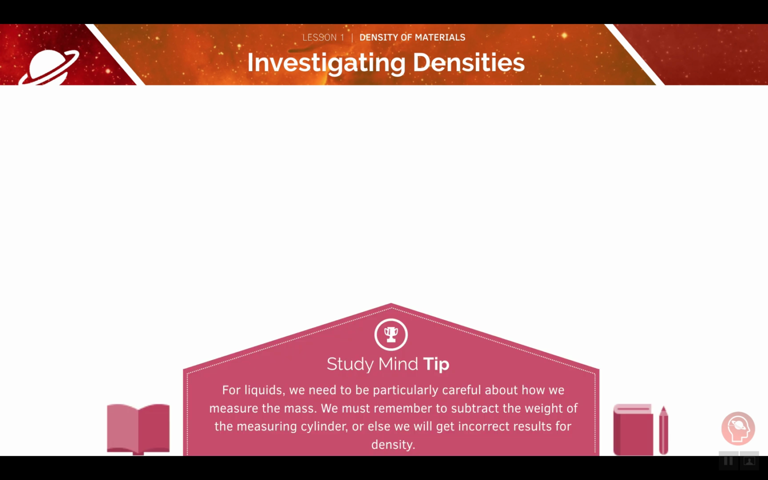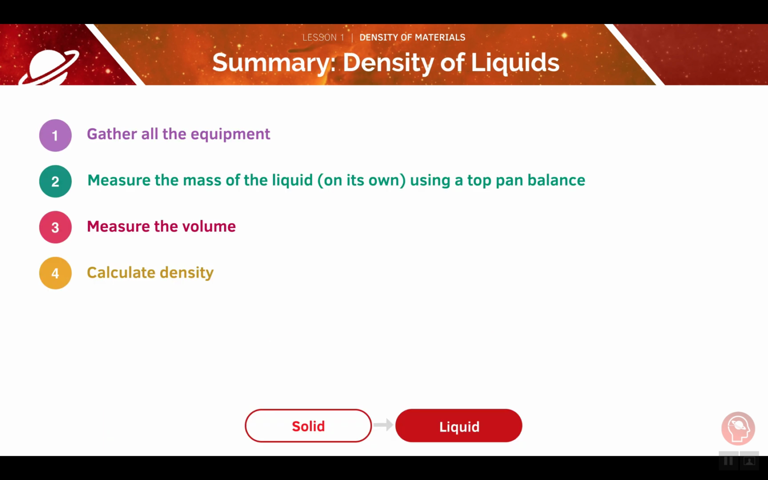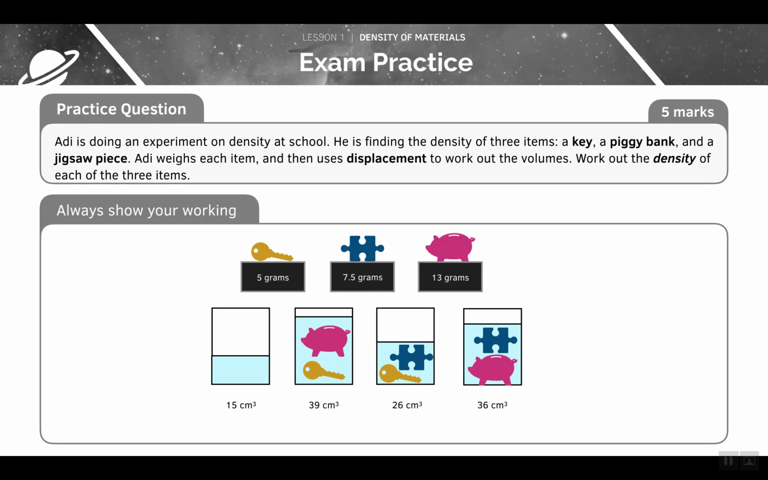For liquids, we need to be particularly careful about how we measure the masses. We must remember to subtract the weight of the measuring cylinder, or else we will get inaccurate results for the density. Here's a summary of the experiment to measure the density of a liquid. Let's try this practice question now. We'll go through it together in the next few slides.